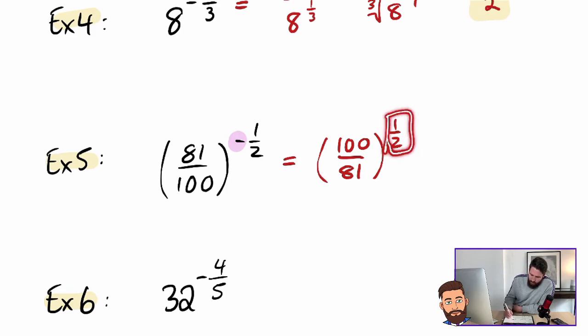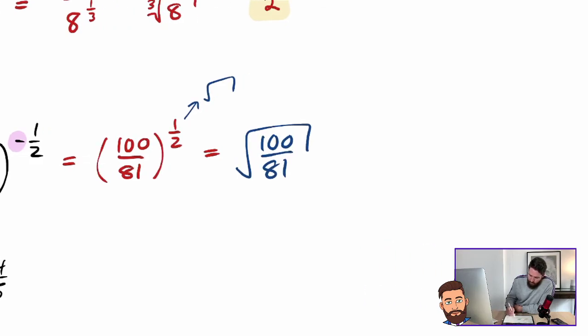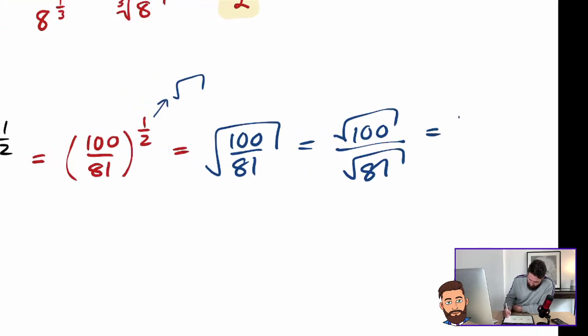We've raised it to the power now without the negative. Well, we know, don't we? We've seen an example that the power of 1/2 means the square root. Yeah, this technically means the square root. So we can do the square root of 100 over 81. And we know from surds that we can break that into the square root of 100 over the square root of 81. The square root of 100 is 10. The square root of 81 is 9.